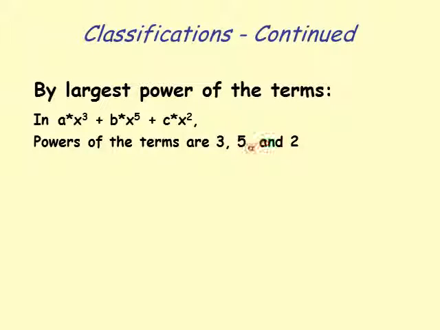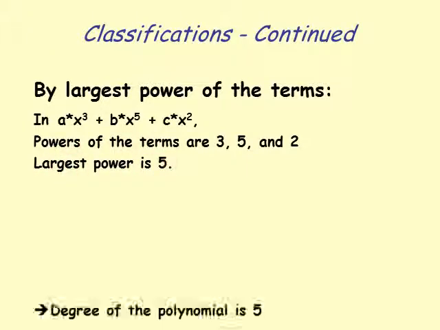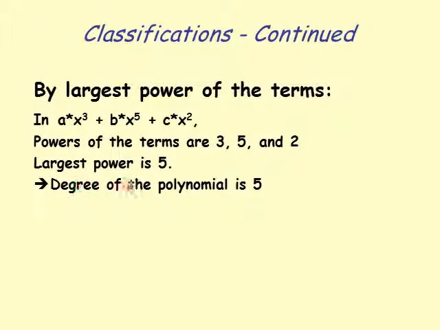The powers of the terms are 3, 5, and 2. 5 is the largest term power. The largest power is 5, the largest flag value is 5. That tells me the degree of the polynomial is 5. Of this polynomial, a times x cubed plus b times x to the 5th power plus c times x squared, the degree is 5.